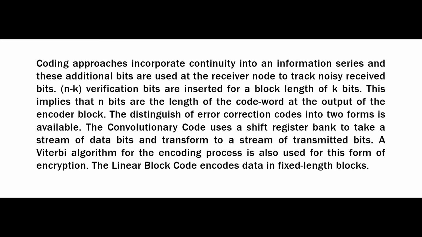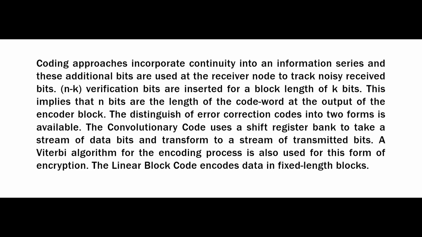Coding approaches incorporate continuity into an information series, and these additional bits are used at the receiver node to track noisy received bits, which is, n-k verification bits are inserted for a block length of k bits. This implies that n bits are the length of the code word at the output of the encoded block. It is possible to distinguish error correction codes into two forms.